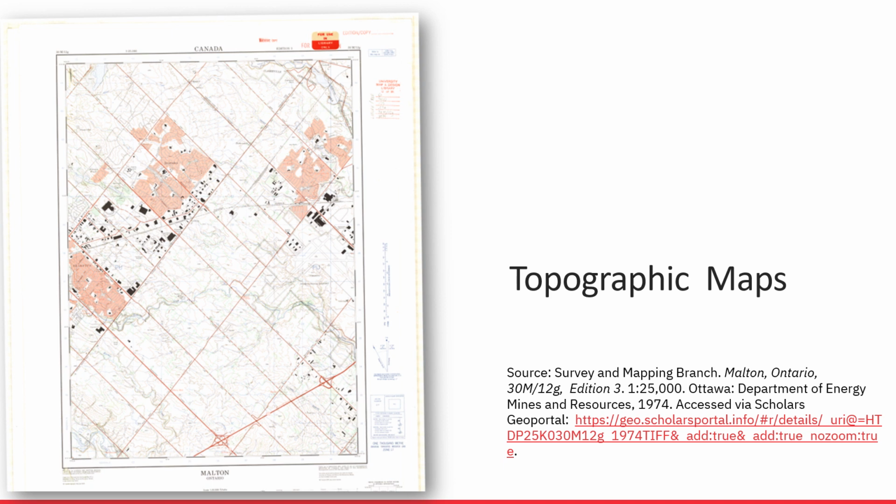From a planner's perspective, topographic maps have an interesting use given that they provide a historical window into how an area may have looked like in the past. This image is a topographic map of the Malton area in 1974, which looks quite different from this area today. In the lower left-hand corner is where the city of Brampton should be, but at this time period it was called the village of Bramley.